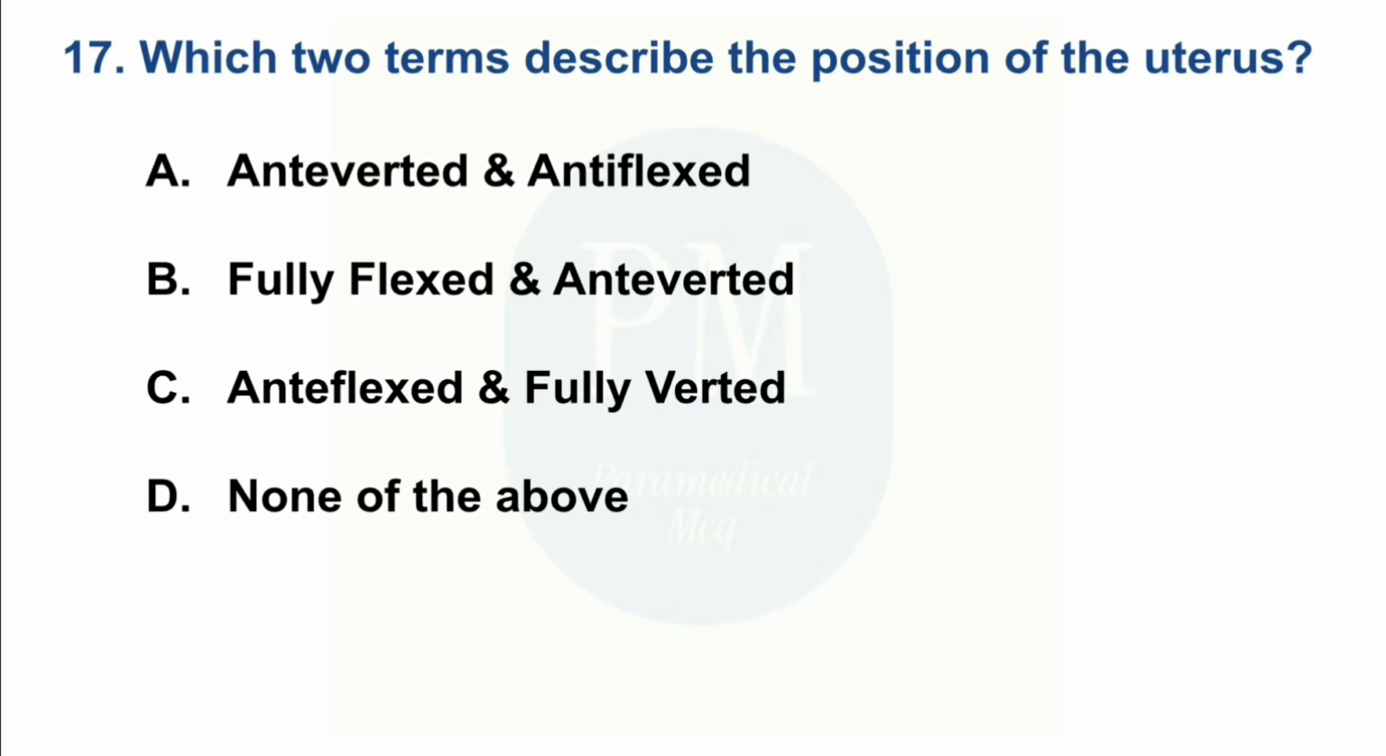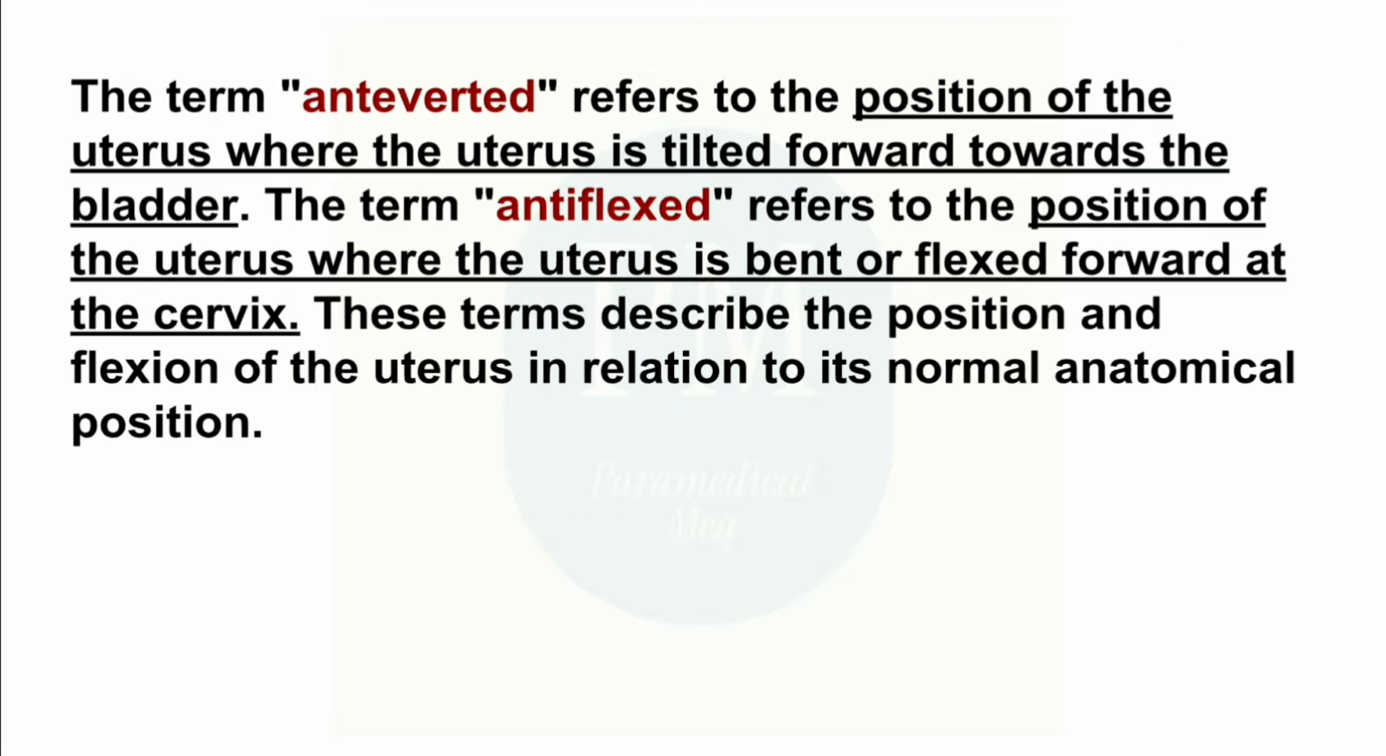Which two terms describe the position of the uterus? Option A, anteverted and antiflexed. Option B, fully fixed and anteverted. Option C, antiflexed and fully verted. Option D, none of the above. The correct option is option A, anteverted and antiflexed.